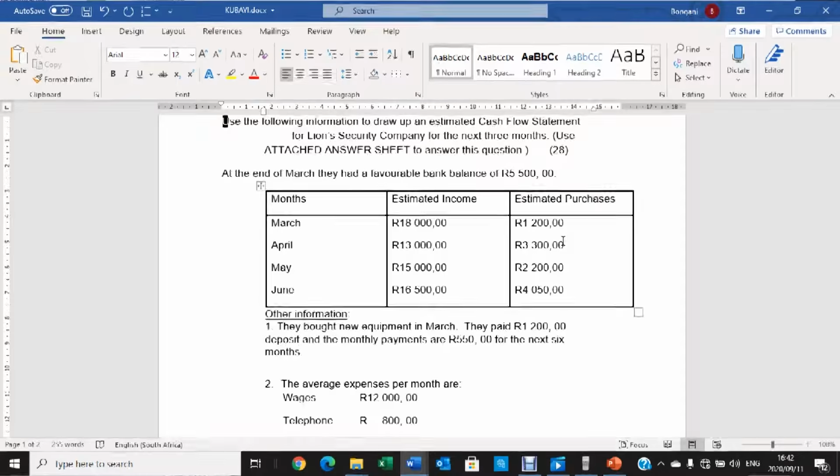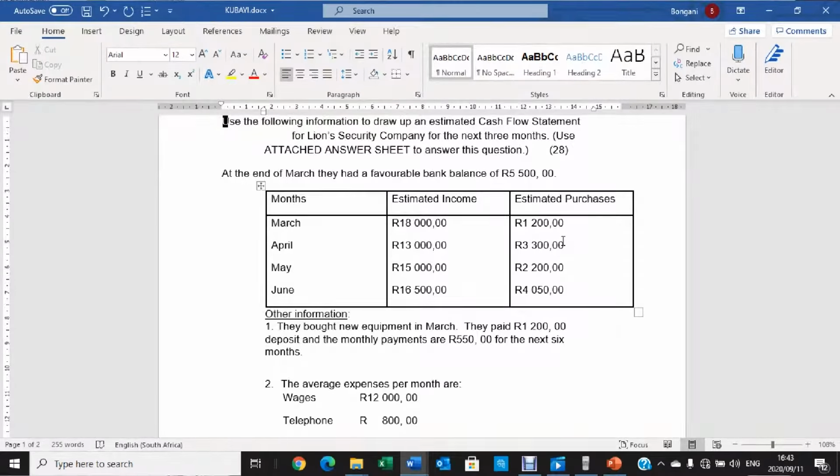And we have the estimated income as well as the estimated purchases for the months of March, April, May, and June. Other information: they bought new equipment in March. They paid how much in March? 1,200, which was a deposit. And the monthly payment is 550 for the next 6 months.